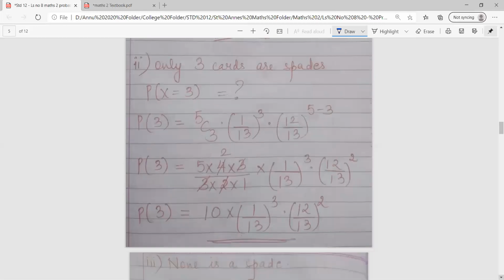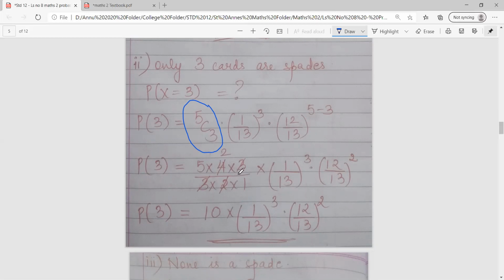Now the second, they are telling only 3 cards are spade. So only 3 means P of X is equal to 3. Again in the same formula, you will substitute 5C3 into 1/13 raised to 3 into 12/13 raised to 5 minus 3. So for 5C3, you open the numerator up to 3 digits backward.